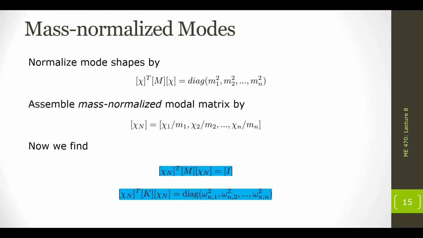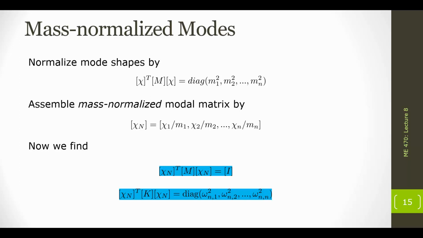And referring back to the principal coordinate information in the previous video, we see that we are going to take this modal matrix chi and we need to use it in order to find the mass-normalized modal matrix chi sub n. And we're going to do that using the mass matrix that we've already developed. So we need to take chi transpose times the mass matrix times chi. That is going to give us a diagonal matrix made up of squares of m1, m2, m3.